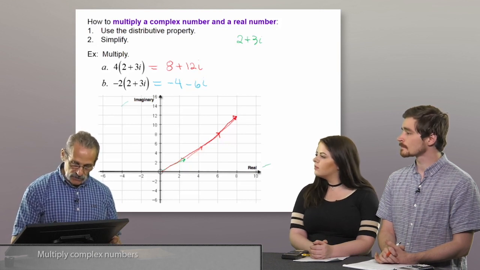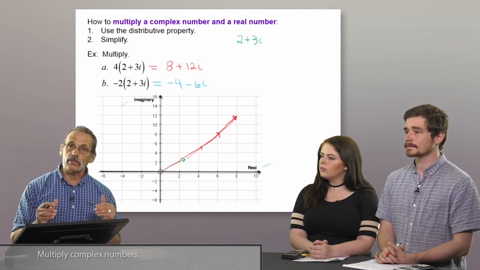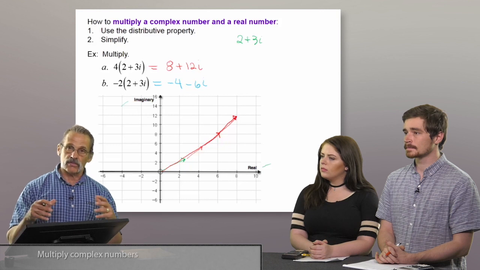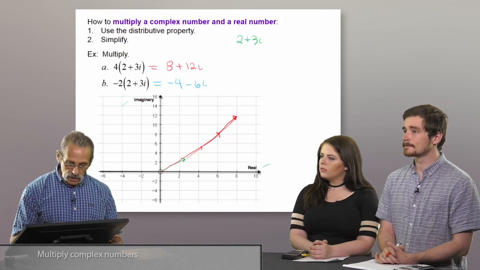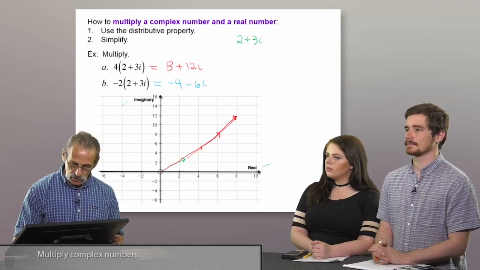And similarly, if I take a look at the effect of multiplying by the scale of negative 2, it reverses the direction and it doubles the length of this particular vector. So 2 plus 3i, I've already sketched in green. I'll re-highlight it here. Okay.